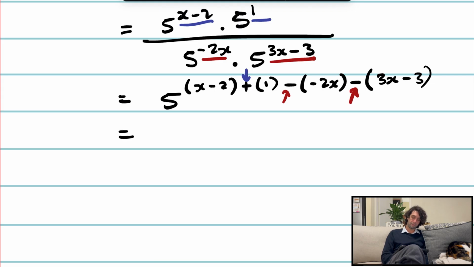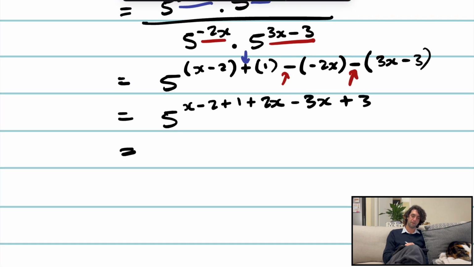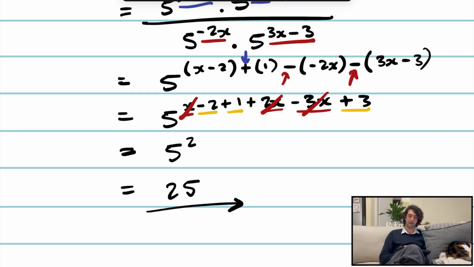So what am I left with? 5, I'm going to drop the brackets now very slowly. x minus 2 plus 1 plus 2x minus 3x plus 3. Looking for my like terms, I have an x and a 2x, that's 3x minus 3x. I am happy to see those all cancel out, to be expected. I have a negative 2, plus 1 and a plus 3. So that is 4 minus 2, basically. 4 minus 2 gives me a 2. So my answer is 5 squared, which we can simplify to be 25.